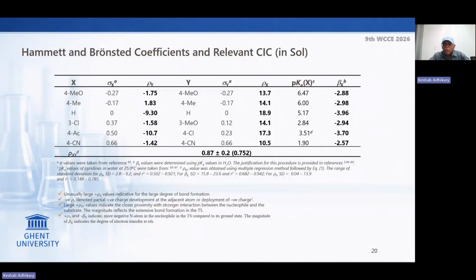And also, another important thing is the negative beta X. We can also find out the cross interaction constant, which is positive 0.87. This positive cross interaction constant usually indicates a stepwise mechanism for the substitution reaction.